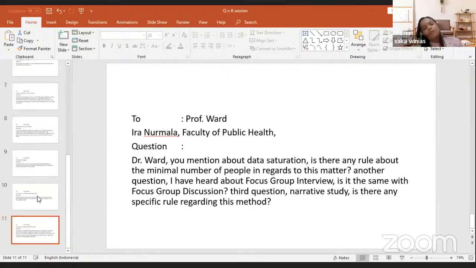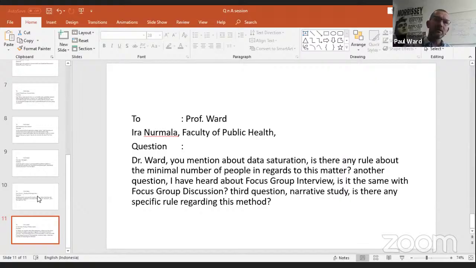Please, your response, Professor. Yeah, so in terms of data saturation, there isn't a minimal number. It very much depends. There's something called diverse case sampling, which means that you start doing some interviews around a particular topic, and then you start getting very similar stories given in the interviews. And then theoretically you ask, who are the people who might have a different story to tell, still around the same issue?